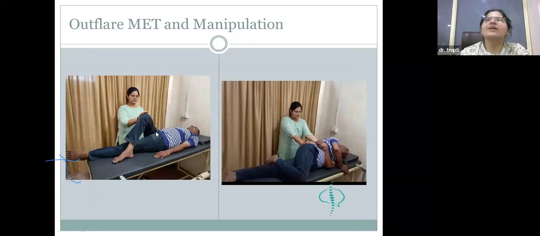Then the common thing with the condition is outflare. This is MET for outflare, and here we are performing a manipulation. Patient is in sidelying from back. We are just giving a mild thrust.